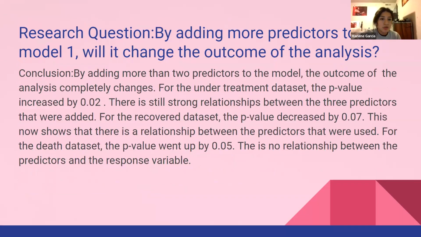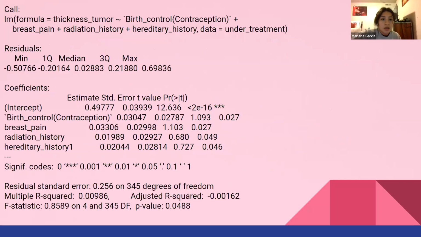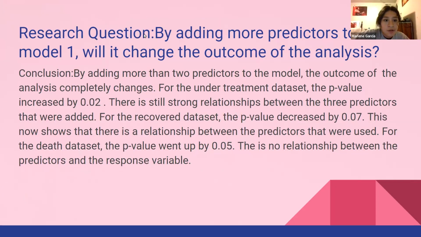My next research question is, by adding more predictors to model 1, will it change the outcome of the analysis? I ran a multiple linear regression model, and I included the thickness of the tumor, birth control, breast pain, radiation history, and hereditary history. And this is just for the undertreatment dataset, and I found that by adding 2 or more predictors to the model, the outcome of the analysis completely changes.